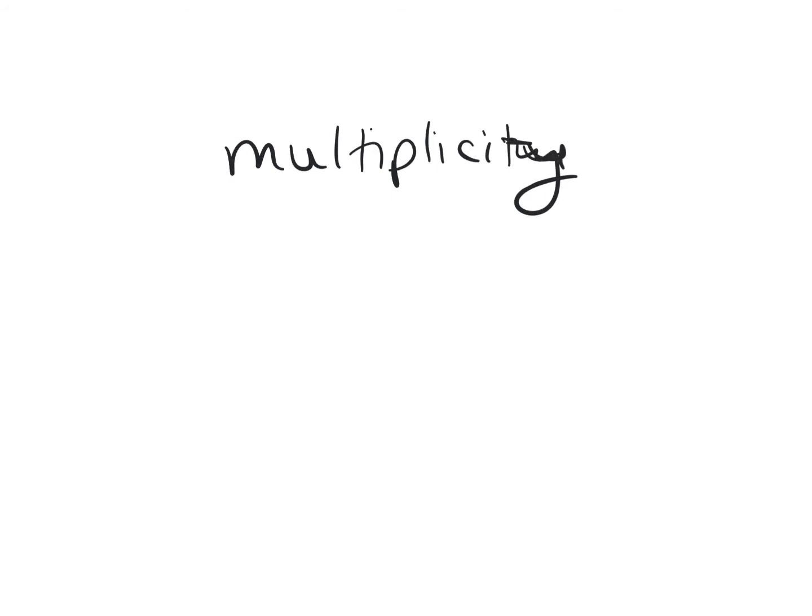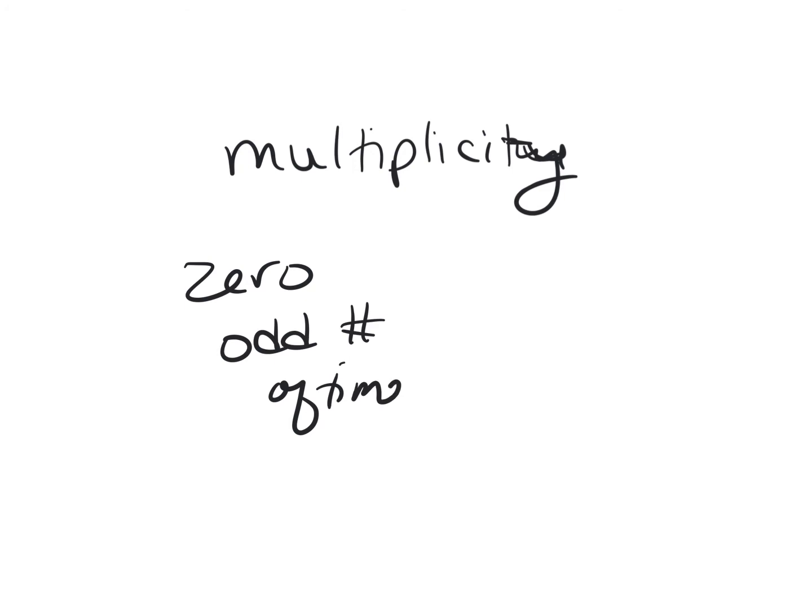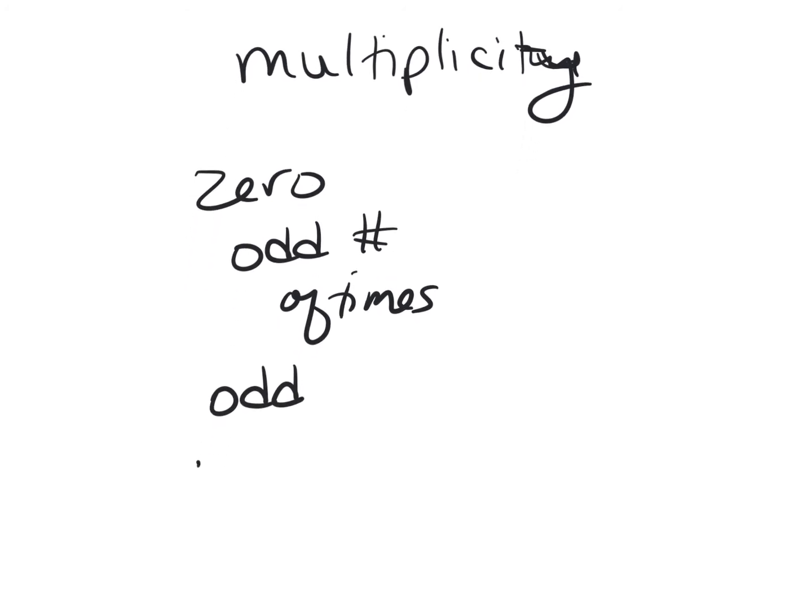So when your zero occurs an odd number of times, meaning 1 time, 3 times, 5 times, it's said to have an odd multiplicity, and it's going to cross the x-axis when you graph it.